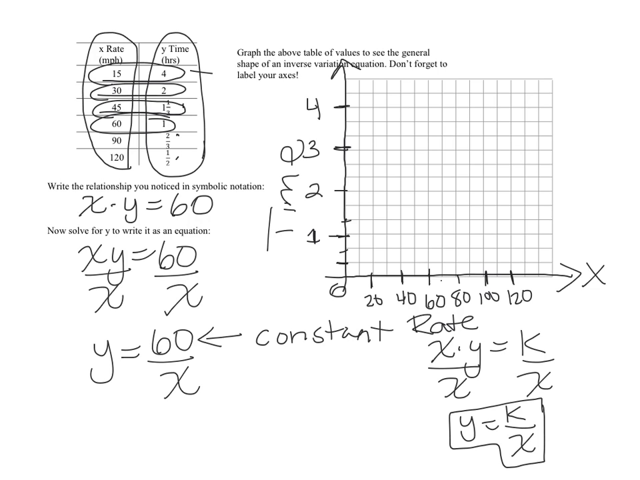If you need to stop the video and take a look at that for a second, you can. And now I'm going to encourage you to stop the video and actually graph the ordered pairs. Just put little dots on there, don't connect them until you're done. So stop the video, graph those ordered pairs.